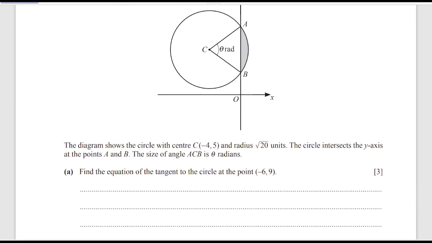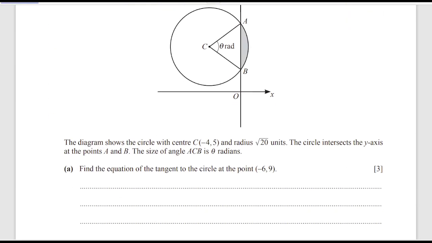Next, question number 10. The diagram shows a circle with center at (-4, 5) and radius square root 20. The circle intersects the y-axis at points A and B. The size of angle ACB is theta radians. Find the equation of the tangent to the circle at the point (-6, 9). So we need the equation of the tangent to the circle at (-6, 9).